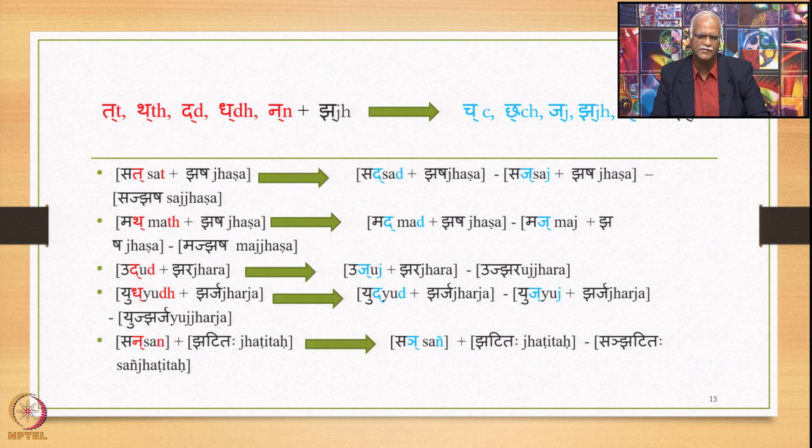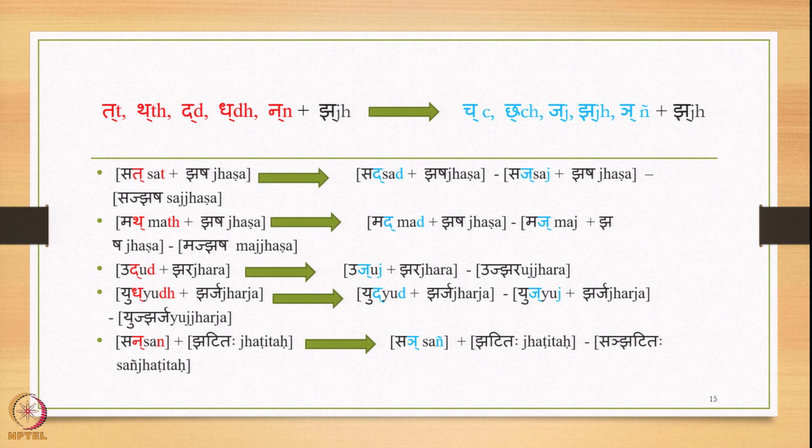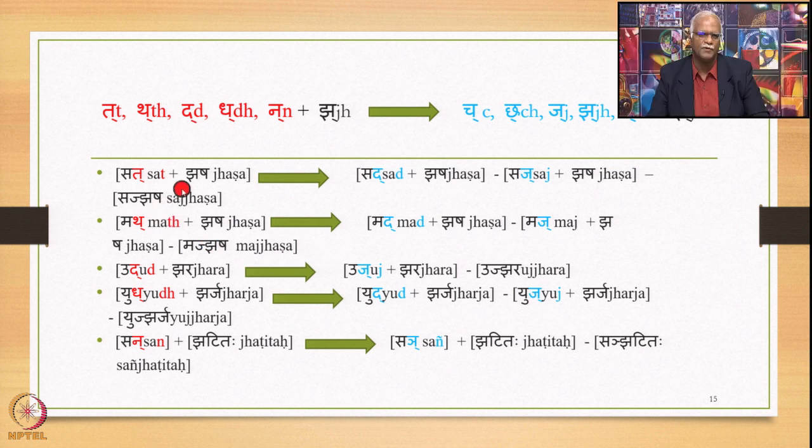Then we have the template example tatha dadha na plus j, and the output generated is chacha jajhanya plus j. So we have sat plus jhasha. There aren't many words in Sanskrit that begin with j. So we have sat plus jhasha, an example of a compound where the is first substituted by the, then this the by j, and here 8440 applies. So we have saj plus jhash, that is sajjhash as the derived output.